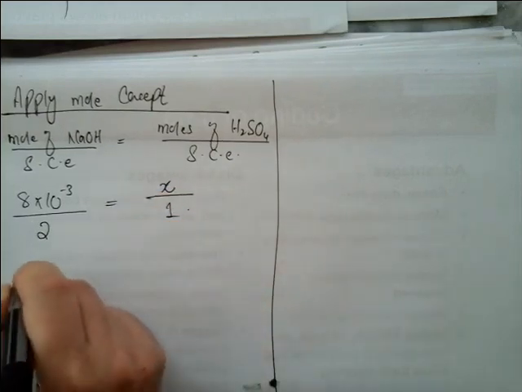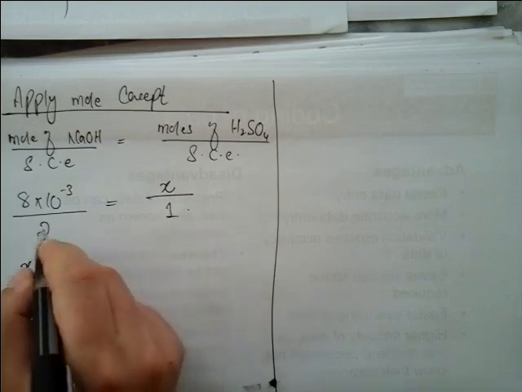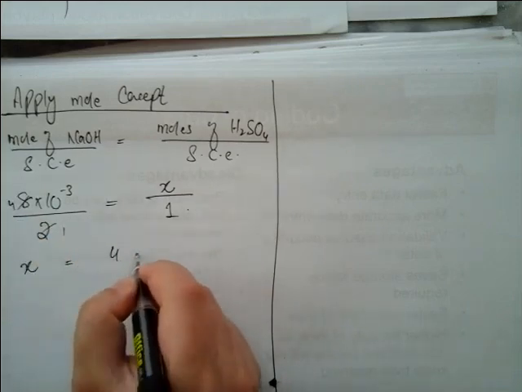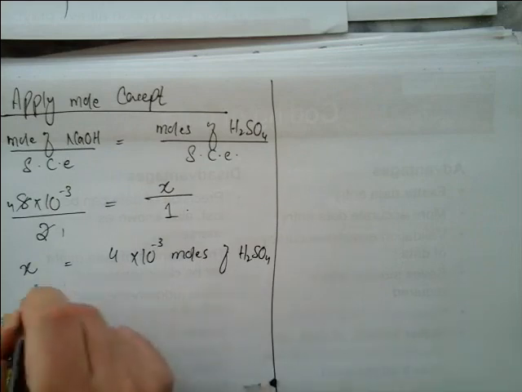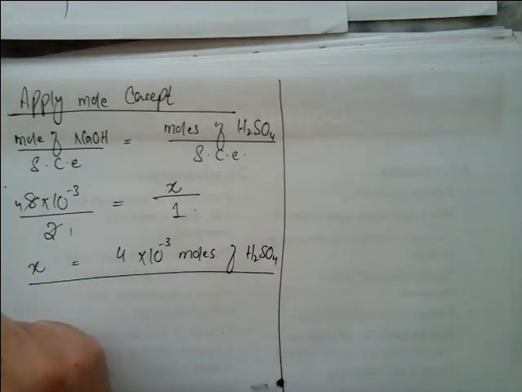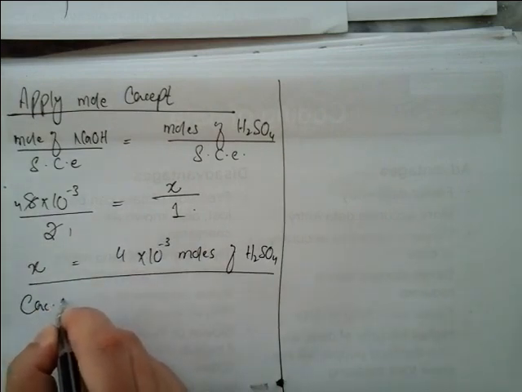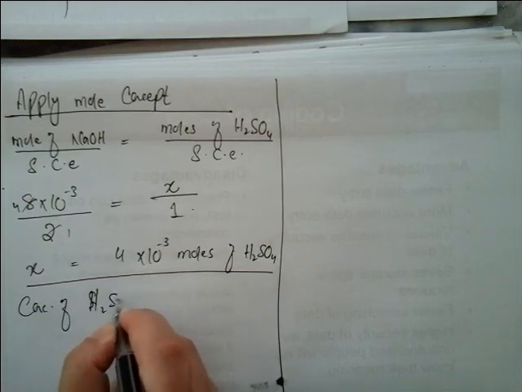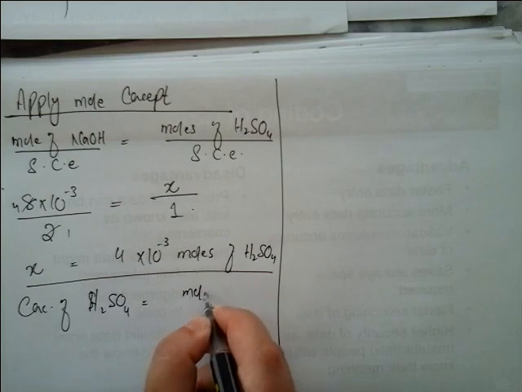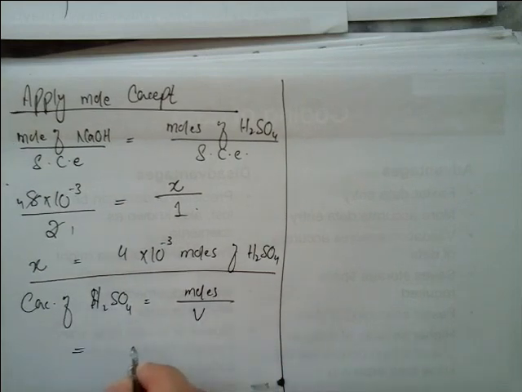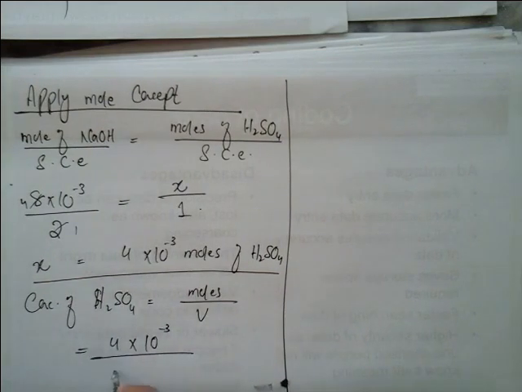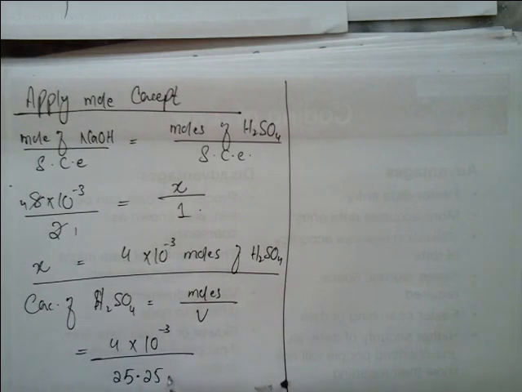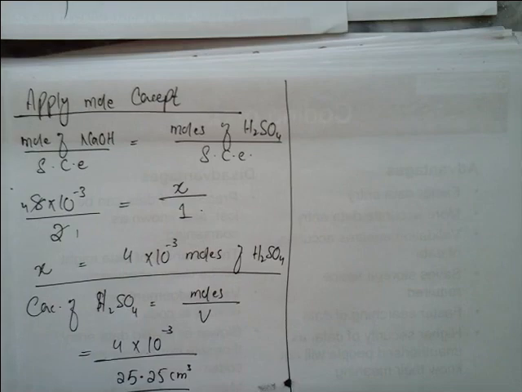Stoichiometric coefficient is 1. So X would become 4, that is, 4 into 10 raised to power minus 3 moles of sulfuric acid. We have got the moles of sulfuric acid. Now definitely we can find the concentration of sulfuric acid very easily, and that is moles divided by volume. Moles are given, that is 4 multiplied by 10 raised to power minus 3, and the given volume is 25.25 centimeter cube. Definitely we will divide by 1000.